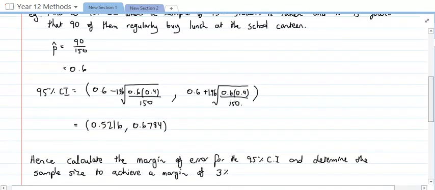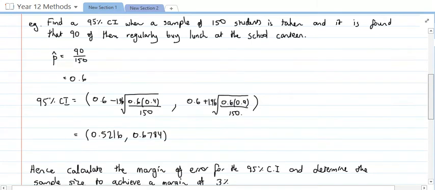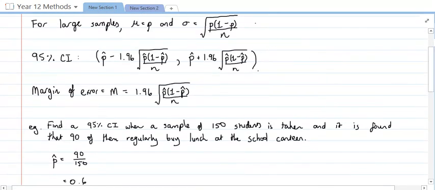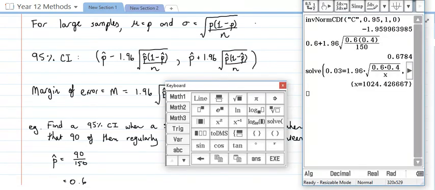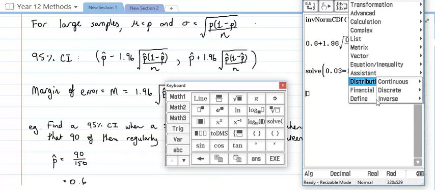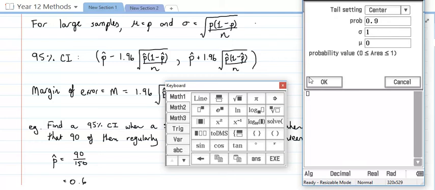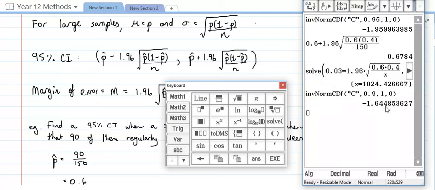So, anyway, if we were to calculate a 90% confidence interval or a 99% confidence interval, we would actually use the exact same calculation, but there's one thing that needs to change, and that's this value of 1.96. Okay, so these values will change, and let's see what they change to. If I go to the inverse normal CDF with a tail setting center and a probability of 0.9, so 90%, then the value we would use would be 1.64. And so you would replace that 1.96 with 1.64.